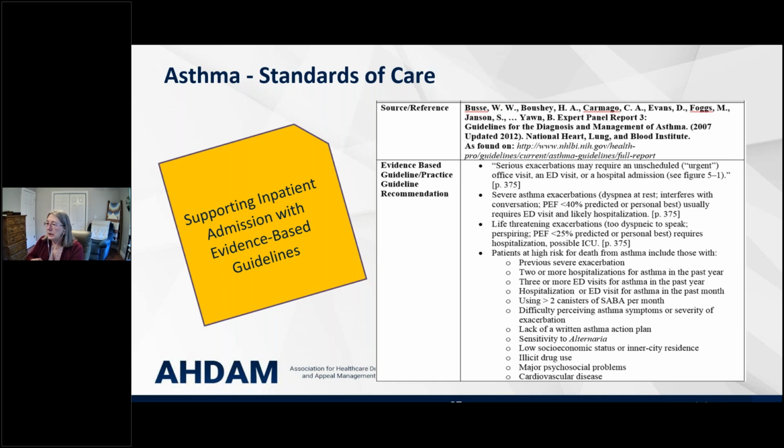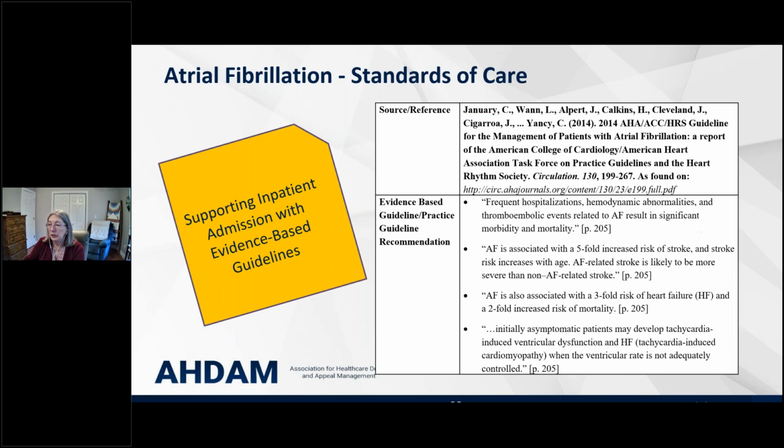Okay. Then it goes on to say patients at high risk for death from asthma include, and then you've got a whole list of things to look at that make your patient at a higher risk for death. So maybe you don't have the dyspnea at rest, maybe they're able to converse okay, but they've had 3 or more ED visits for asthma in the past year, or they've been hospitalized for asthma in the past month. So those are other things to consider in your argument on why this patient might have needed the inpatient admission or did need the inpatient admission.